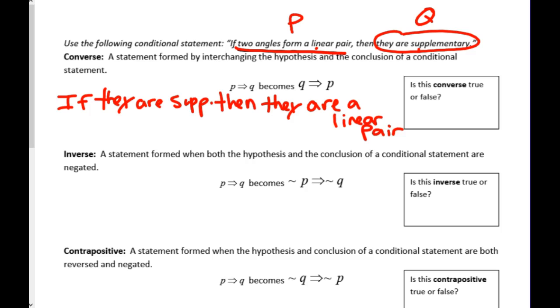If you're the Cowboys, then you're the best team ever. I get it. Then if you're the best team ever, then you're the Cowboys. That's how it works, right? All right, that's the converse.